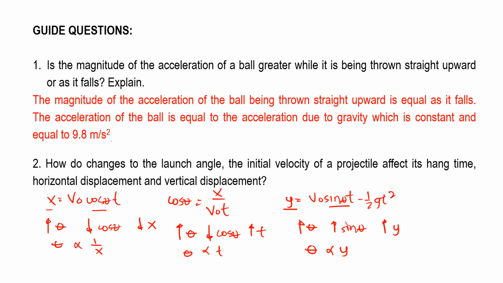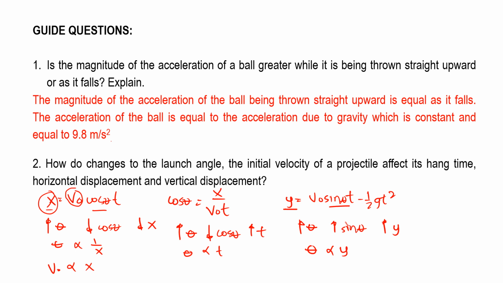Okay, second question is about the initial velocity in relation to the hang time, horizontal displacement, and also the vertical displacement. Let us first relate the initial velocity with the horizontal displacement. If we set theta and time as constant, we can see that they are directly proportional. If we increase the initial velocity, there will also be an increase in the horizontal displacement. Again, initial velocity is directly proportional to the displacement.